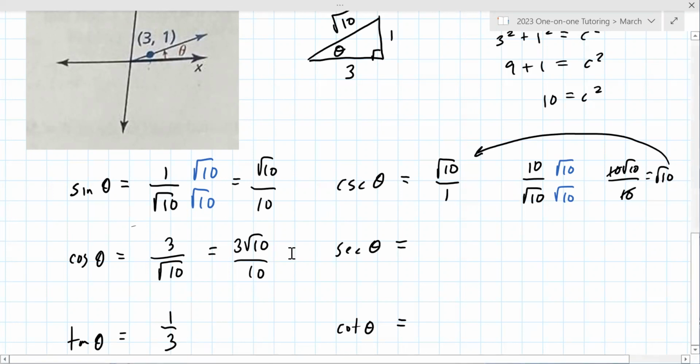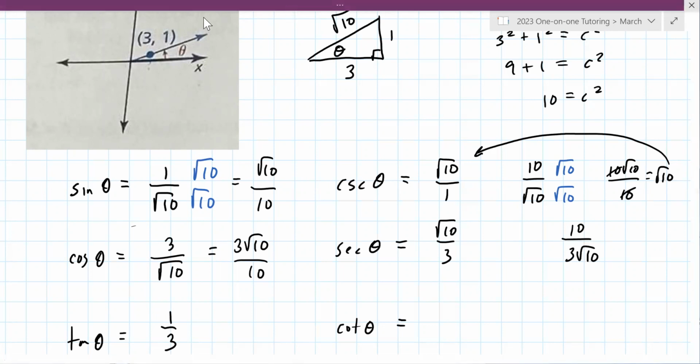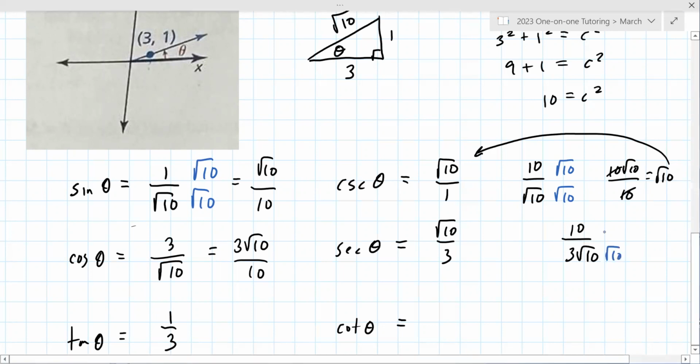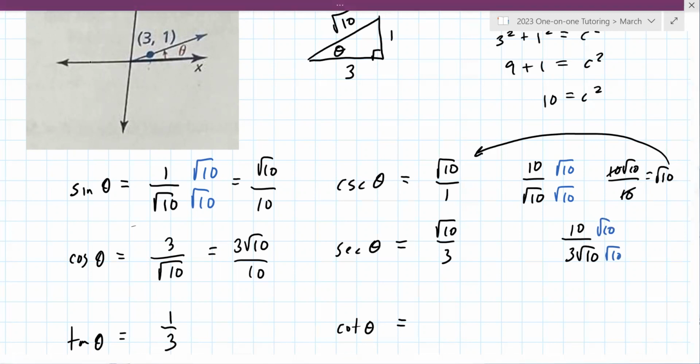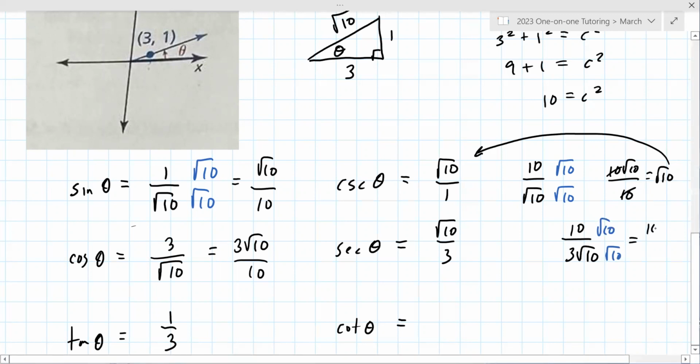So the same thing applies here to the secant. You could use the square root of 10 over 3 and be done. Or you can do 10 over 3 square root 10. You do have to rationalize. You have to multiply the top and bottom by the square root of 10. And so that equals 10 square root 10 over 30, which ends up being square root of 10 over 3.